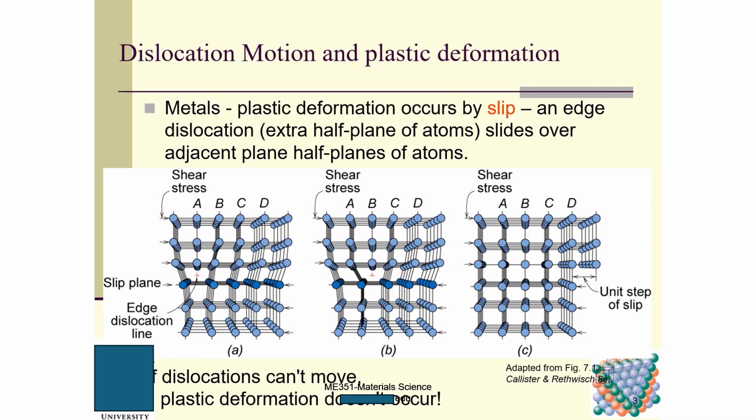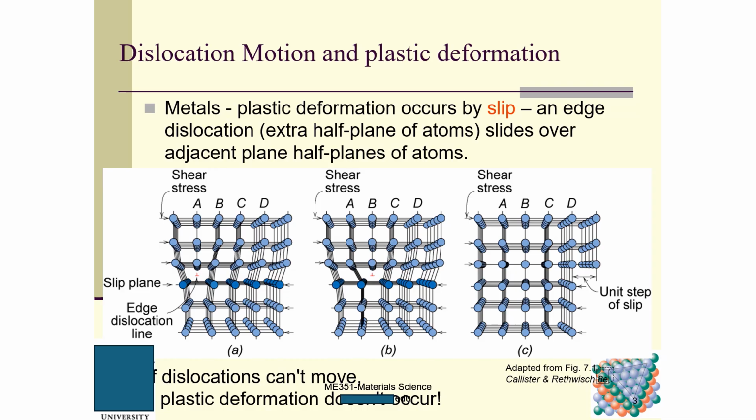So you can see, and I want to show you here. This is on one plane. So this is plane B, plane C, and plane D. However, in front of plane B, we have a half plane which takes the place, denoted as the half plane A here. So this plane will be called the slip plane. And this is an edge dislocation line.